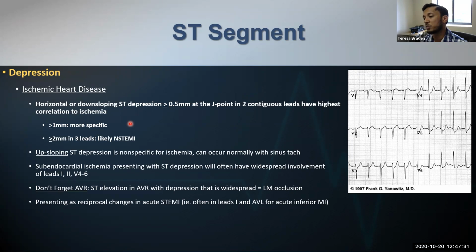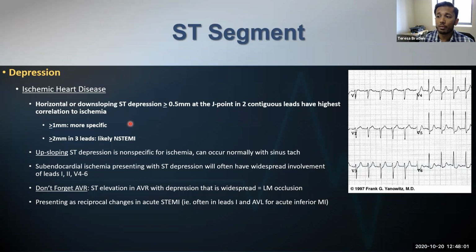But if we're going to focus on the things to be concerned about or more aware of for our boards and clinical settings, we're thinking about ischemic heart disease, right? That's what we get concerned about. Horizontal or downsloping ST depression that's greater than 0.5. We said benign early repol was 1 millimeter or above, but ST depressions are defined as greater than or equal to 0.5 at the J point, and again, in 2 contiguous leads.